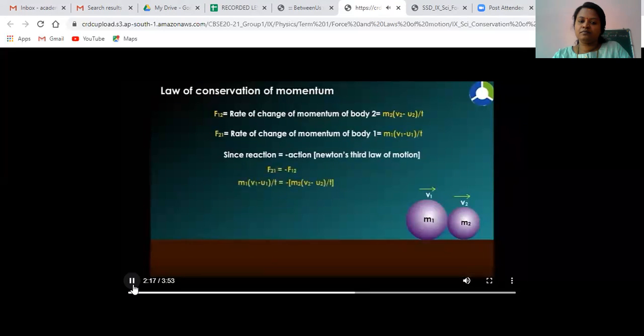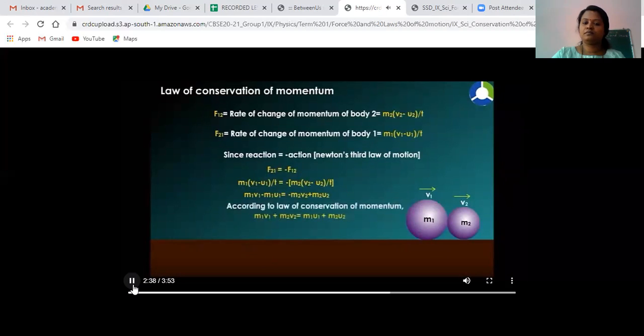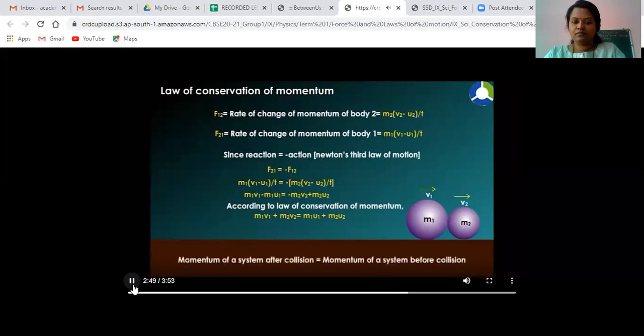m1 multiplied by (v1 minus u1) by t equals minus m2 multiplied by (v2 minus u2) by t. So m1 v1 minus m1 u1 equals minus m2 v2 plus m2 u2. According to the law of conservation of momentum, m1 v1 plus m2 v2 equals m1 u1 plus m2 u2. Momentum of a system after collision equals momentum of the system before collision.